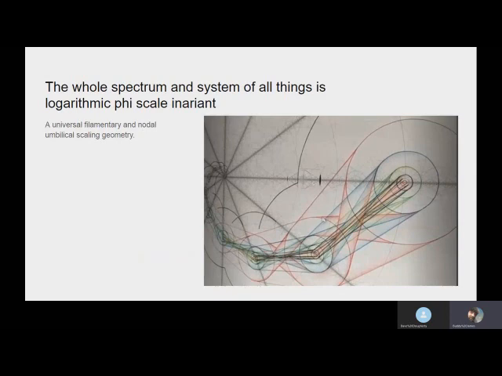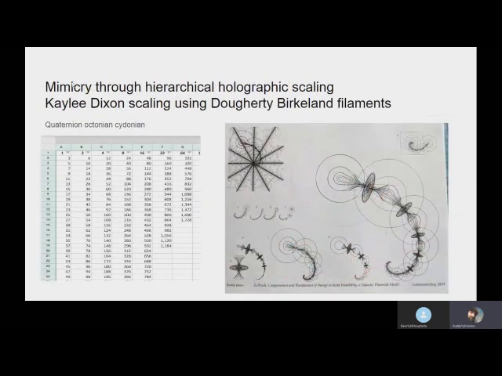This is writing the circuit. So this is getting into the circuit. This is getting into wavelengths and optics and understanding light. And now we're going to get into the mimicry through hierarchical holographic scaling. Cayley-Dickson scaling using Doherty-Birkeland filaments.